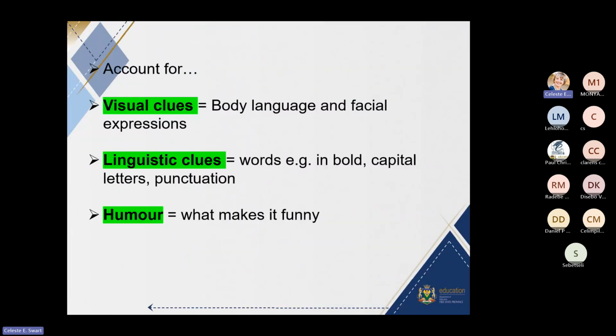So you're going to account for, in other words, you're going to be able to identify and give reasons for visual clues. The visual clues are all the things, the pictures, the body language, the facial expressions, the drawings, where your linguistic clues are your verbal, those are the words. And sometimes font falls in the visual clues because sometimes the bold is so big that it stands out as something to draw your eye.